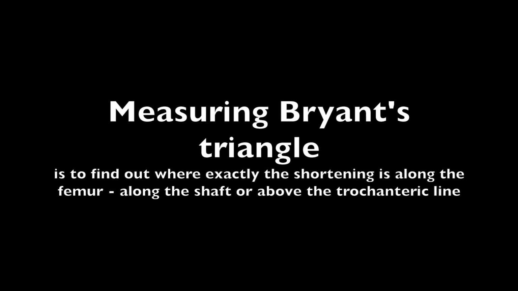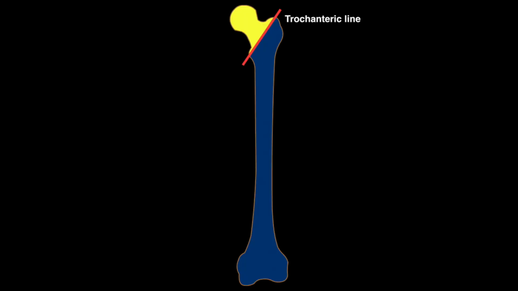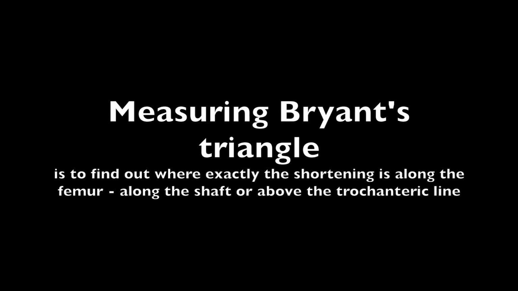In the event that a shortening is found in the femur based on the measurements, the next step is to identify where exactly is the shortening along the femur, whether it is along the shaft of the femur, which is below the trochanteric line, or if it is above the trochanteric line where the femoral neck and head and acetabulum are. To do this, you should then proceed to perform measurement of Bryan's triangle.